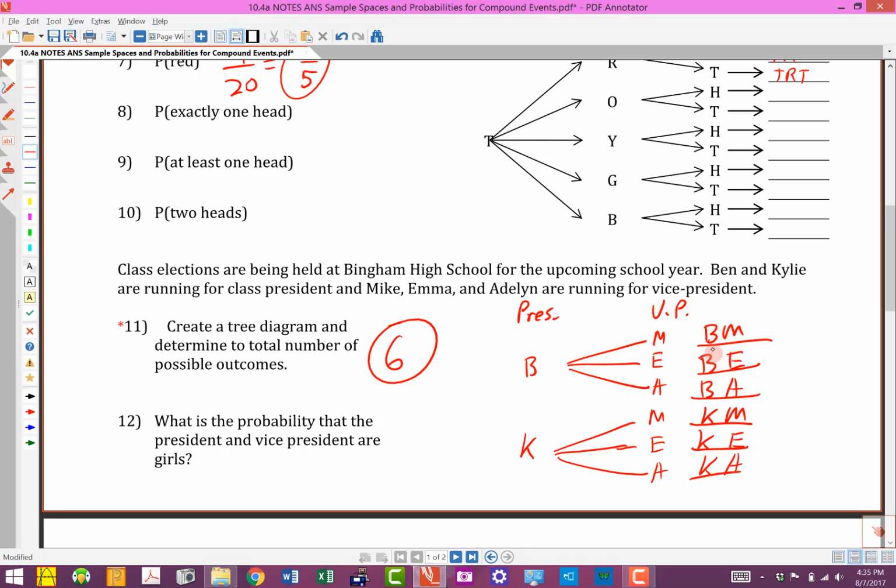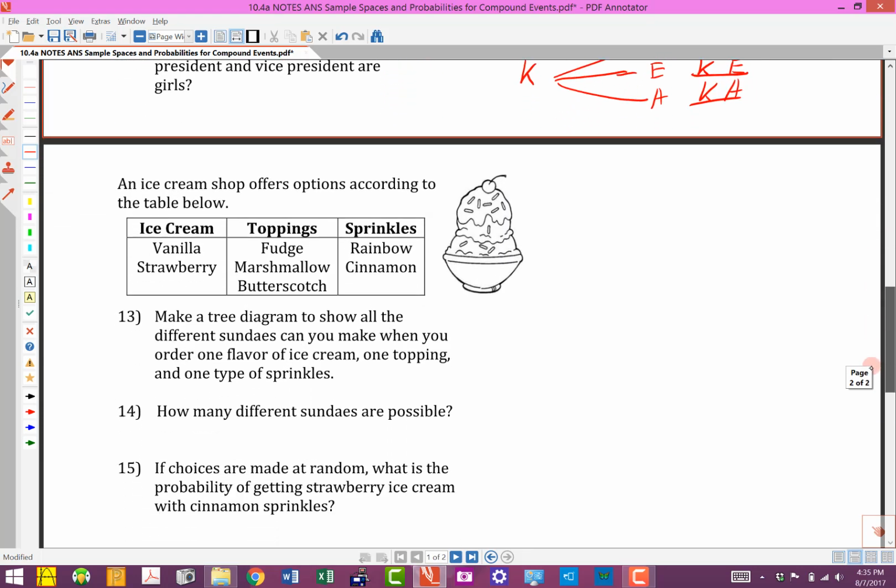So as we look through here, remember that represents Ben. He's the president. There's no way we can count those. You'll want to go through and count how many here are where both the president and the vice president are girls. And then you can figure that one out. Now I'm going to flip the page over.